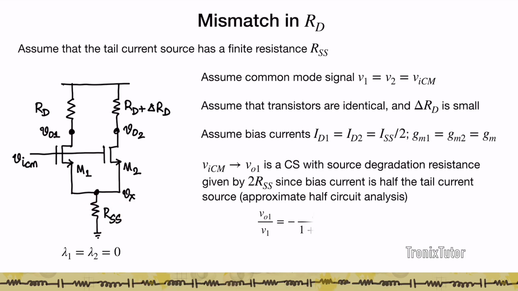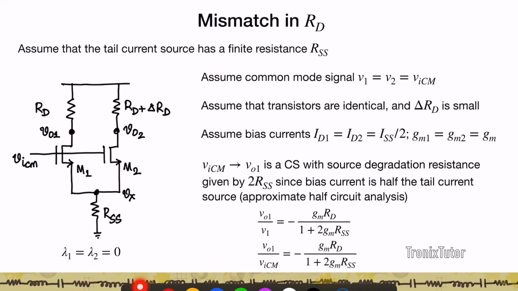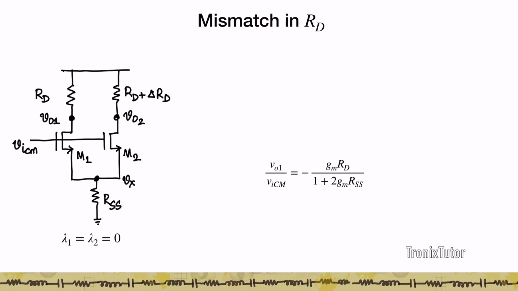So therefore, if I write the gain from VICM to VO1, or V1 to VO1, it can be written as GM RD, that is the GM of M1 times RD, divided by 1 plus GM into 2 RSS. 2 RSS again because the current in RSS is actually twice that of what's flowing in M1. Or in other words, my VO1 to VICM is going to be minus GM RD by 1 plus 2 GM RSS.